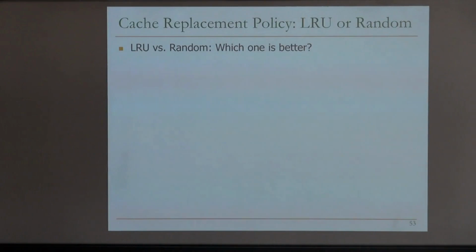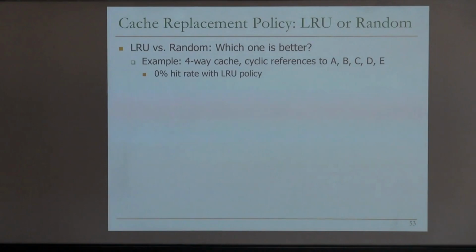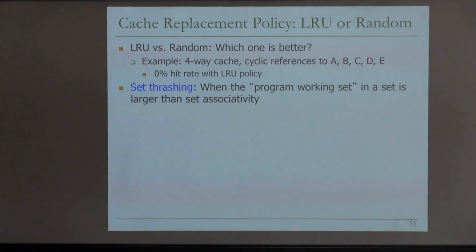Basically, if you have a four-way cache and you have cyclic references to A, B, C, D, E, LRU gets you a 0% hit rate. At least strict LRU, all right? But if you have random access, this is called set thrashing. Basically, your program working set for that set is larger than the set associativity. You're thrashing that particular set. As a result, random replacement policy is better when thrashing occurs. Basically, you randomly replace and you get a much better hit rate.